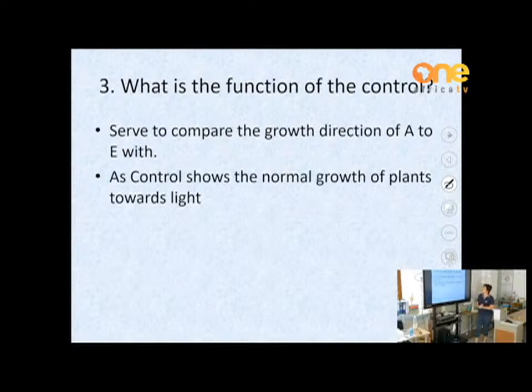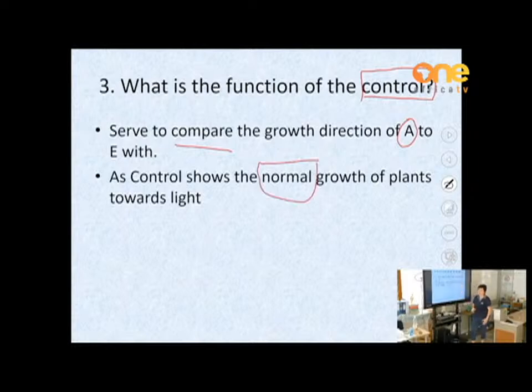Let's quickly revise. What is the function of the control? The control that we had on our first slide serves as a comparison for a plant that has its cap and its tip not removed and light from one side, compared to all the other conditions from A to E, whether I remove the tip or put a barrier in between. The control shows the normal growth of a plant. So we always try to have the normal conditions in the control. And what I want to experiment on or test, I will change.